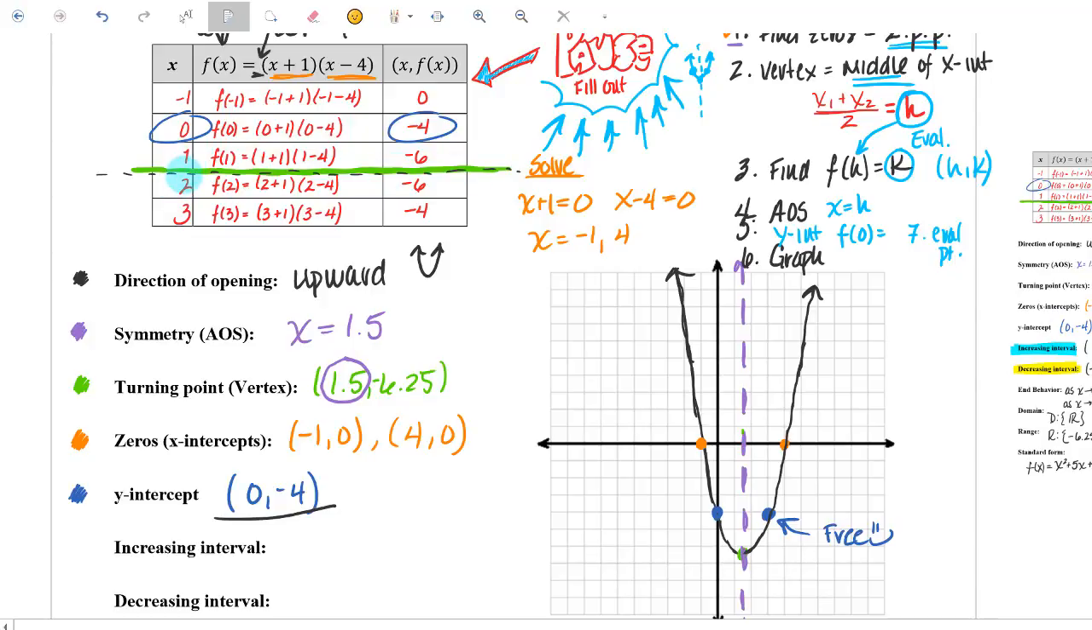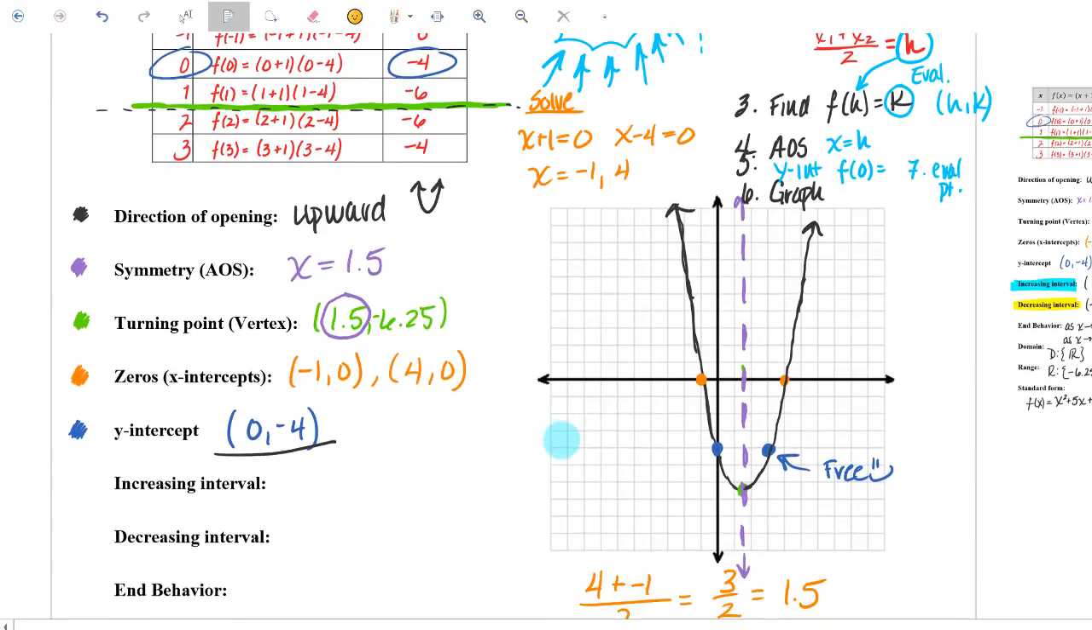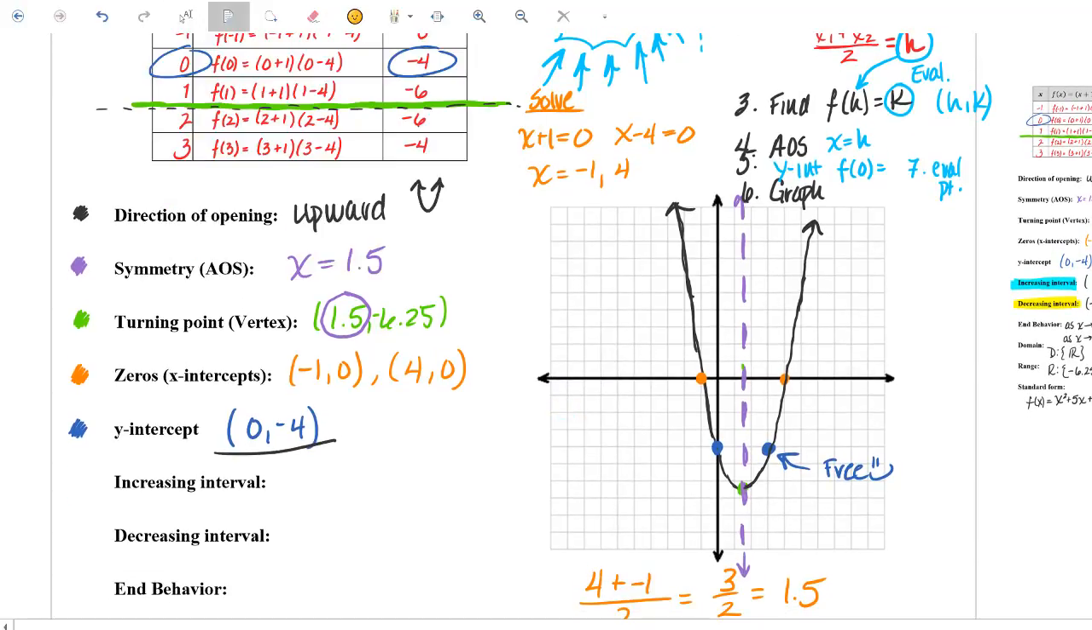Between 1 and 2, we said it was 1.5. It's right dead smack dab in the middle. Won't always be, but it was. So our vertex wasn't something we would see on our table. All right, so let's go ahead and identify our increasing and decreasing intervals.